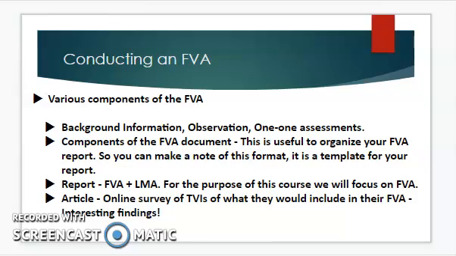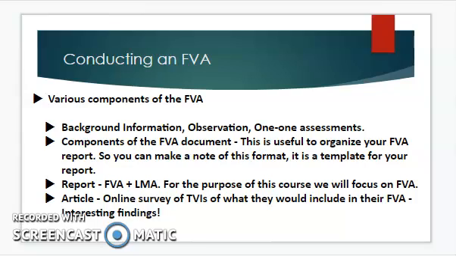The components of the FVA. There are a few attachments this week that I want to talk about. One is the components of the FVA document, and this is extremely useful because I find it very useful. So I would highly recommend you save it in your drive somewhere, because it organizes your FVA report. So you'll know exactly, okay, did I do the acuity? What was the background information? So it's kind of like a template for you to write the report. So save this document. Whenever you're writing the report, you have a format.